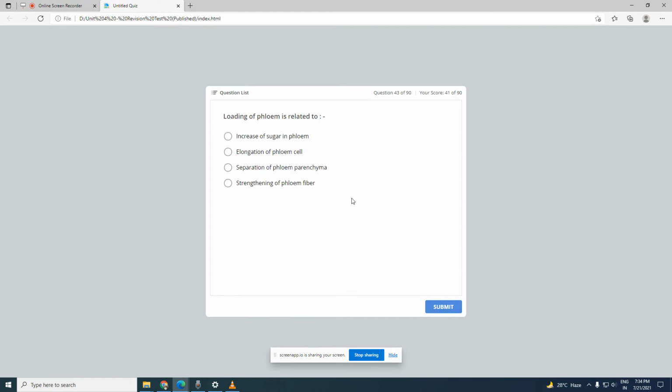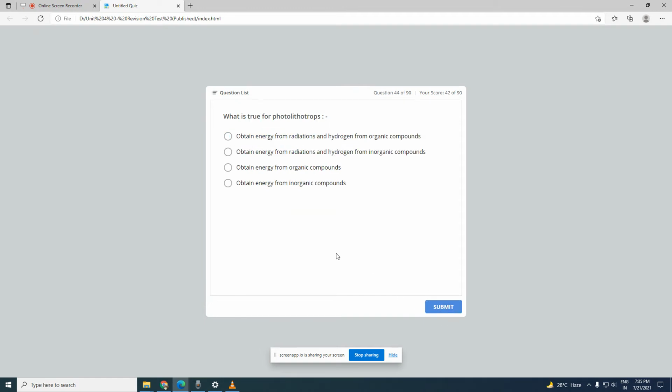43rd question. Loading of the phloem is related to the increase of sugar in phloem, elongation of the phloem cell, separation of phloem parenchyma cells, strengthening of phloem fiber. Which is the right answer? Increase of sugar in the phloem is the right answer. Let's go to the next question.